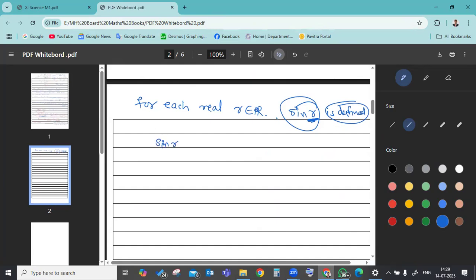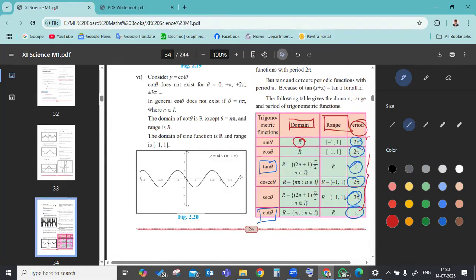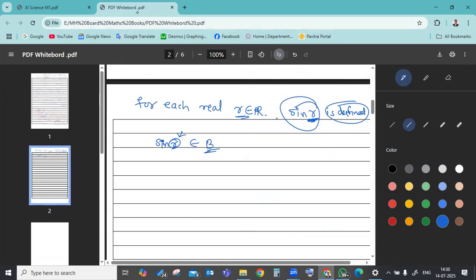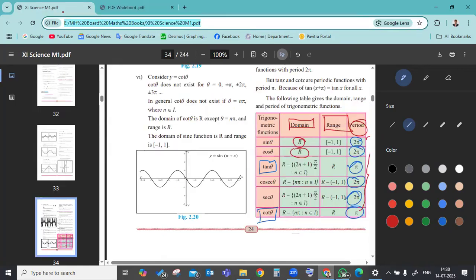So see, sine R. For each value of R, there is a value in set B. That means the sine ratio is defined for all real numbers. Again, the domain of cos theta is R. That means cos is defined for each real number. Understood?